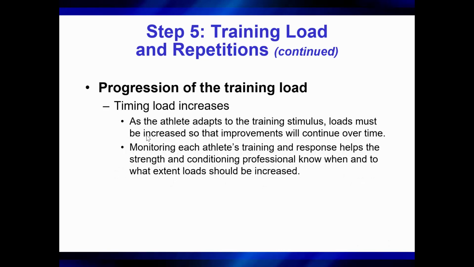Now, progression of the timing of the load. As the athlete adapts to the training stimulus, loads must be increased so that improvements will occur over time. So that's just progressive overload. You're only going to adapt to the stimulus that you place upon the body. So if the only thing that you ever do is 300 pounds for 3 repetitions, you're only going to be able to do 300 pounds for 3 repetitions. So you need to monitor each athlete's training and response, and that's going to help the strength and conditioning professional know when and to what extent the load should be increased.